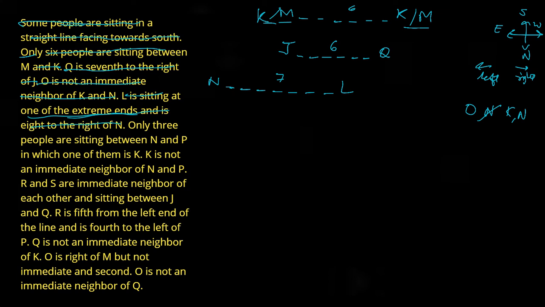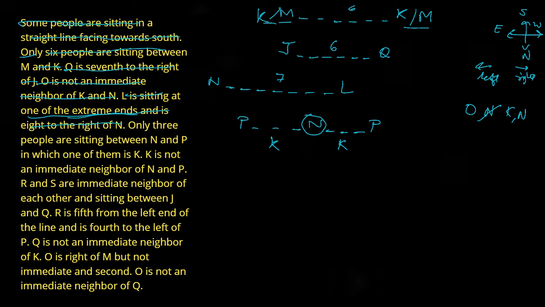Only 3 people are sitting between N and P, in which one of them is K. K is not an immediate neighbor of N and P. So only 3 people are sitting and K here. Okay. So basically, this can also be here, right? We do not know if P is to the left of N or right of N, but let's say the position of N is fixed.